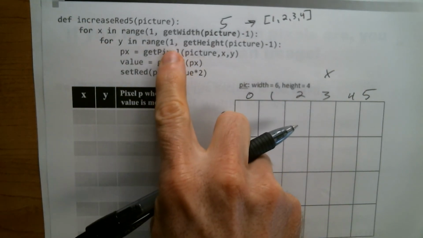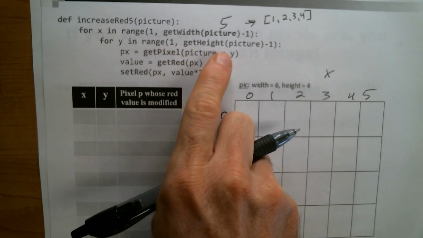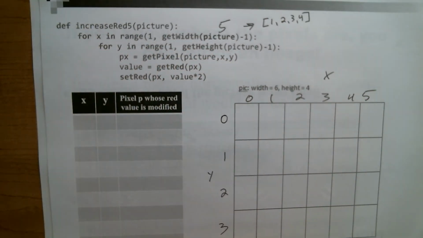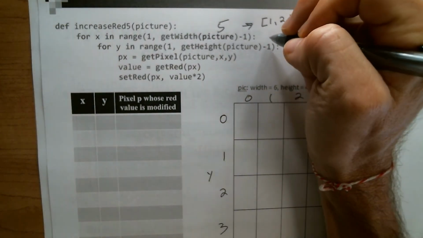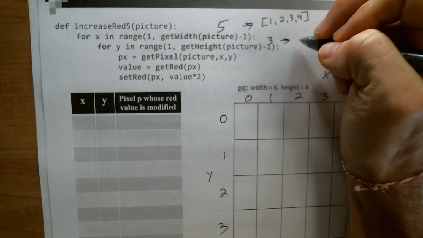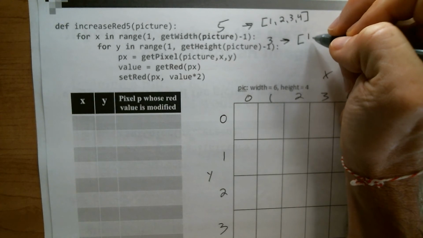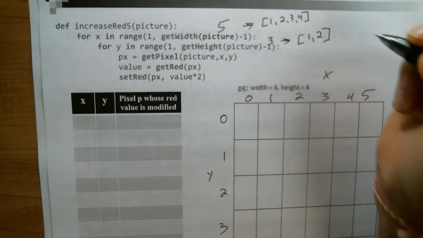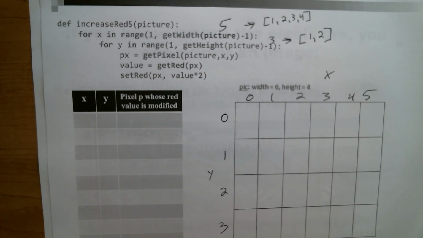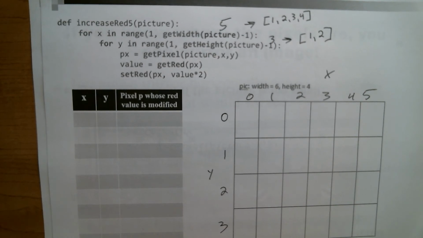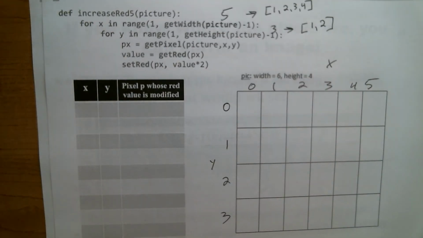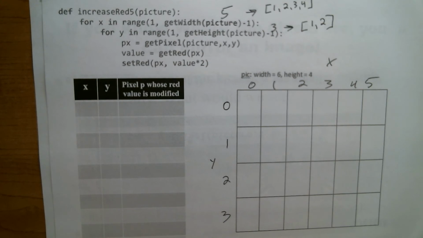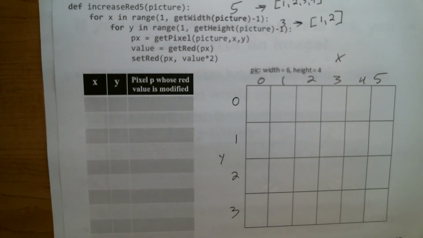For the Y, again, we're starting at 1. We're going to get height of picture minus 1. The height of picture is 4. So we're going from 1 to 3, which really means our list is only going to be 1, 2, because we don't actually get up to that final number. If you go through these too quickly, you tend to make a mistake and say, oh, 1, 2, 3, or oh, 1, 2, 3, 4, 5. You have to stop yourself and really force yourself to think about that range so that you don't goof it up.